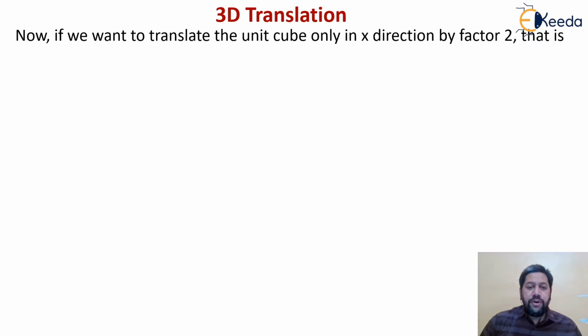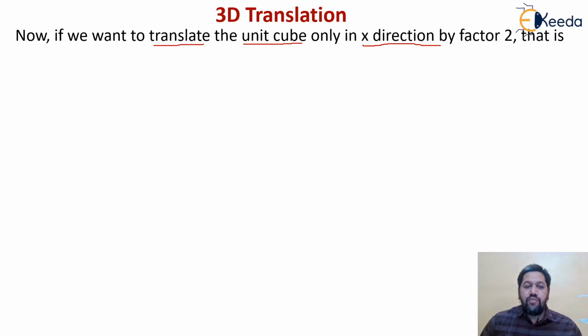Now what type of translation do I want to perform? I want to translate the unit cube only in the X direction. I don't want to translate into the Y direction as well as the Z direction. I just want to translate only in one direction, so it will be easy for you to understand, and easy for me to draw the object. Getting me?